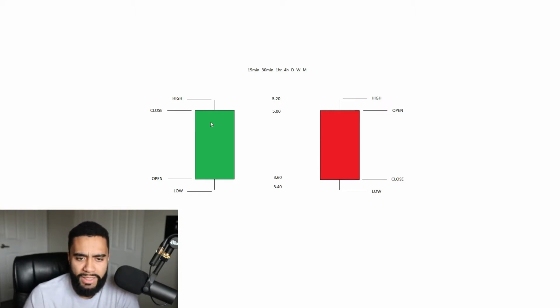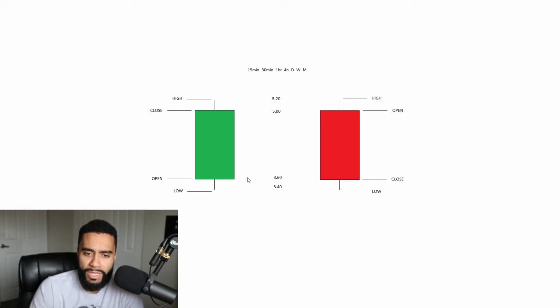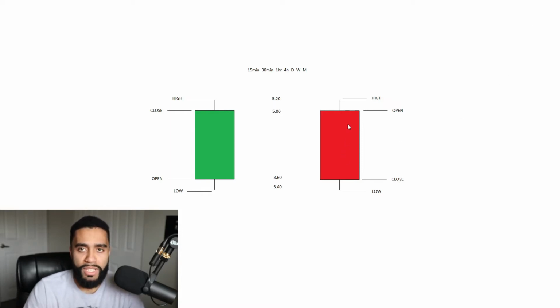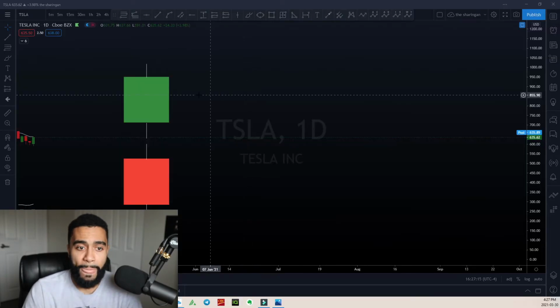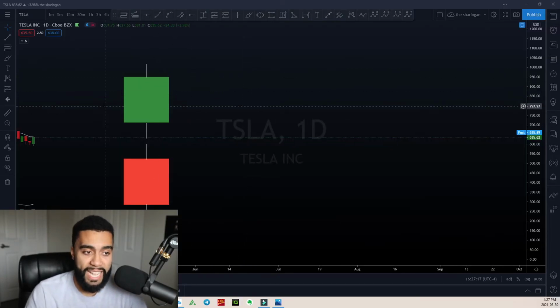Now if you're looking at this, you can get a good idea that it opens at 360, closes at 5, makes a high of 520 and a low of 340, and it's opposite in terms of the opening and closing prices for the bearish candlestick. Now you might be thinking, well, I'm confused on how it makes the high and low. Well, I'm going to go over this in a different way, and maybe that might be a little bit easier for you to understand. So here we have those exact same candlesticks, right?